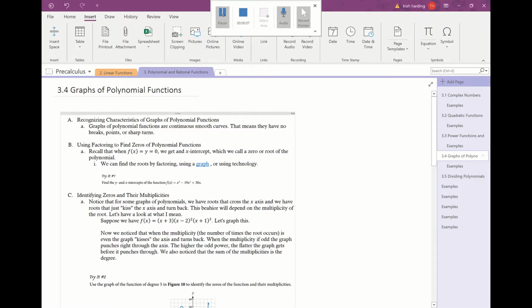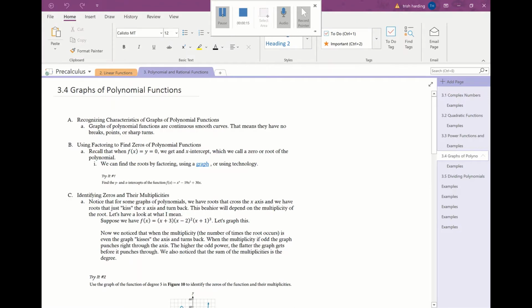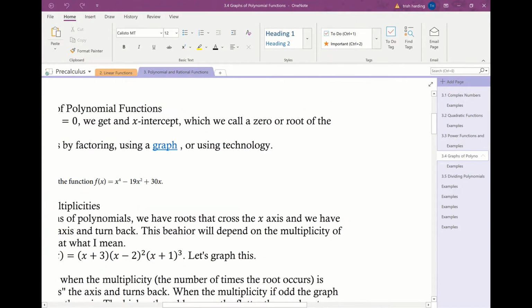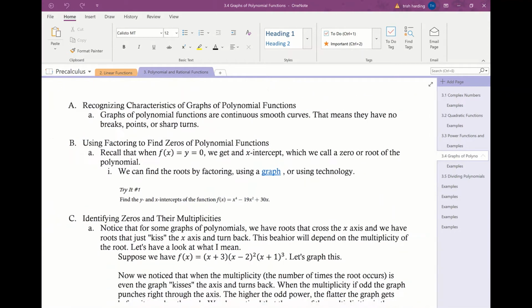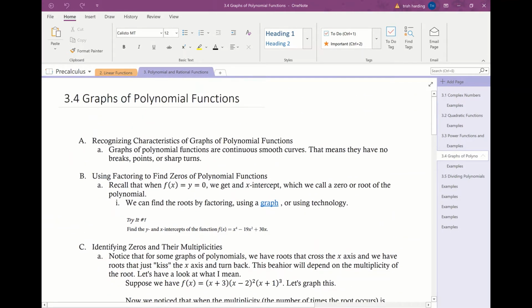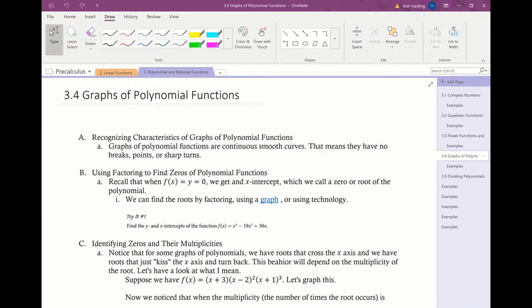So let's zoom in here a little bit. Can I zoom in? There we go. And let's have a look at this stuff. So this is 3.4, Graphs of Polynomial Functions. So recognizing characteristics of graphs of polynomial functions.